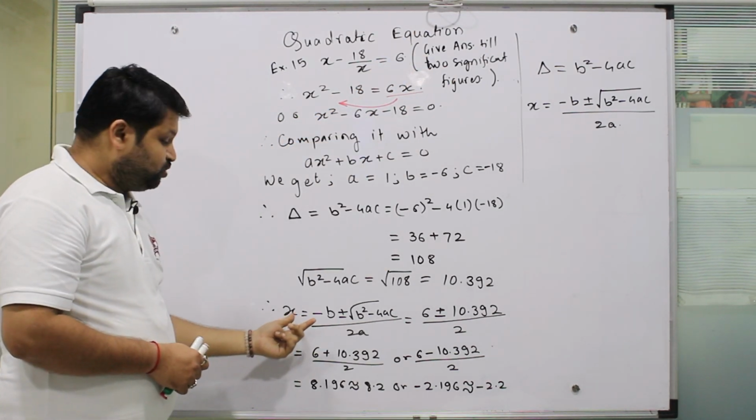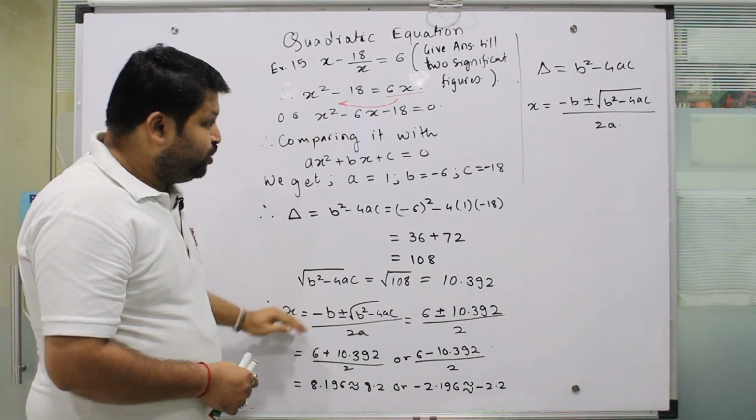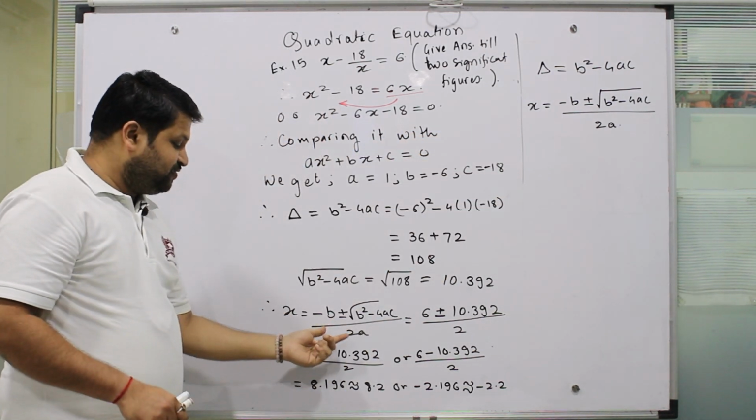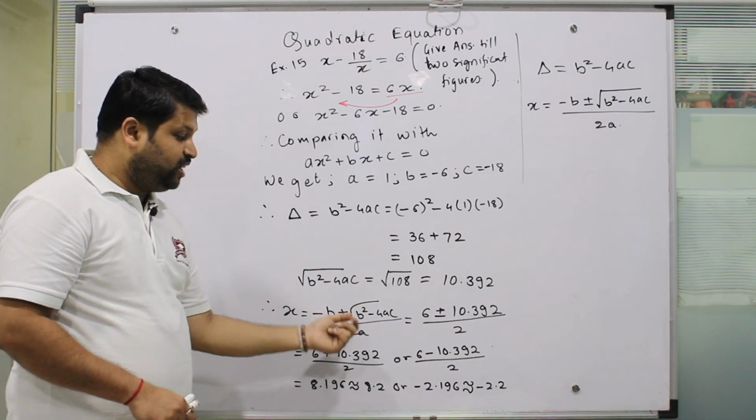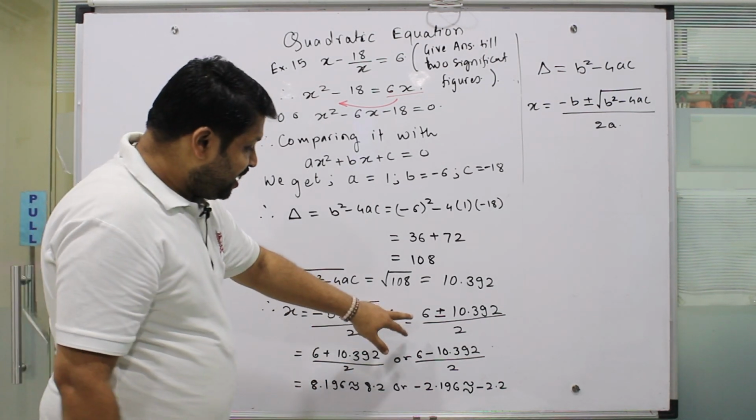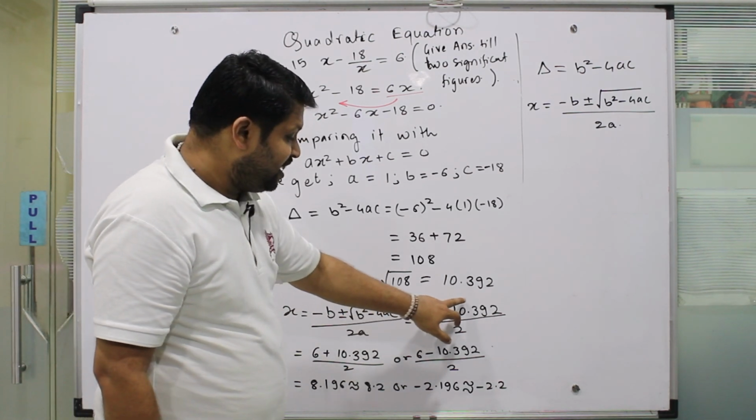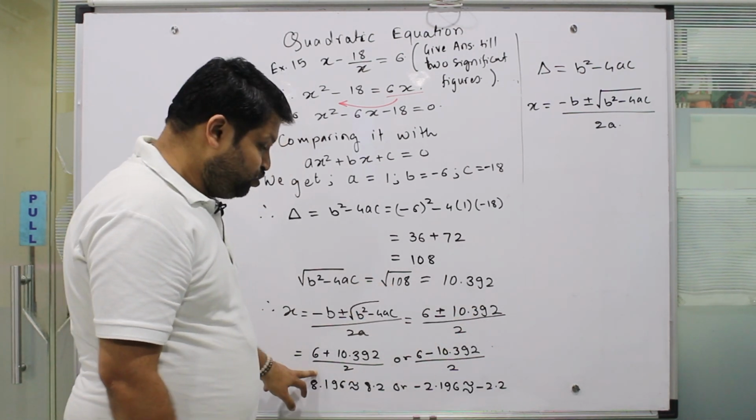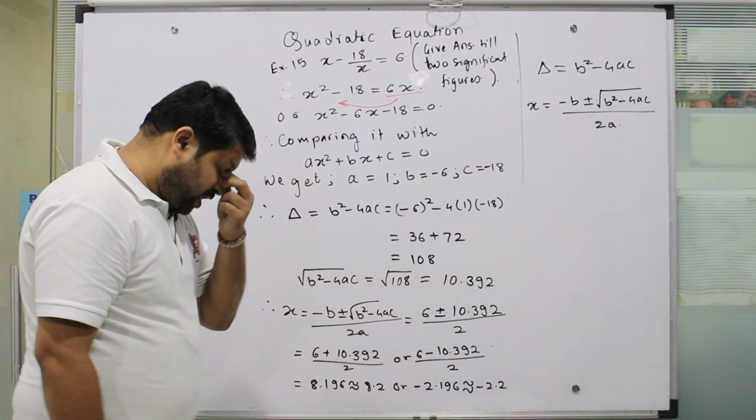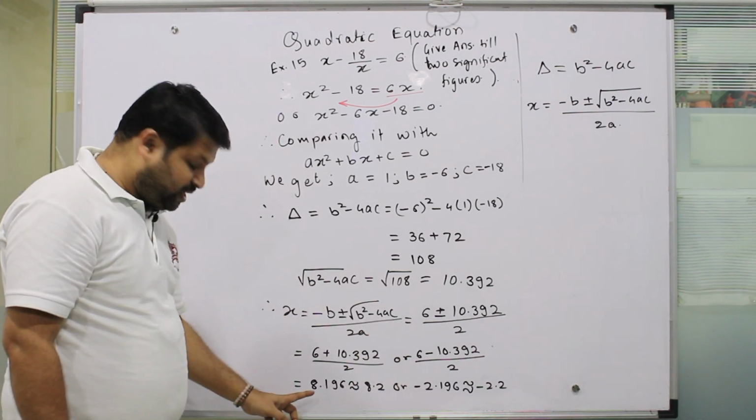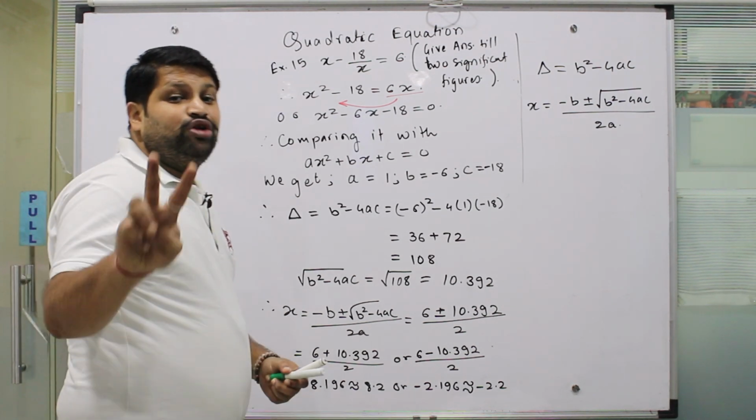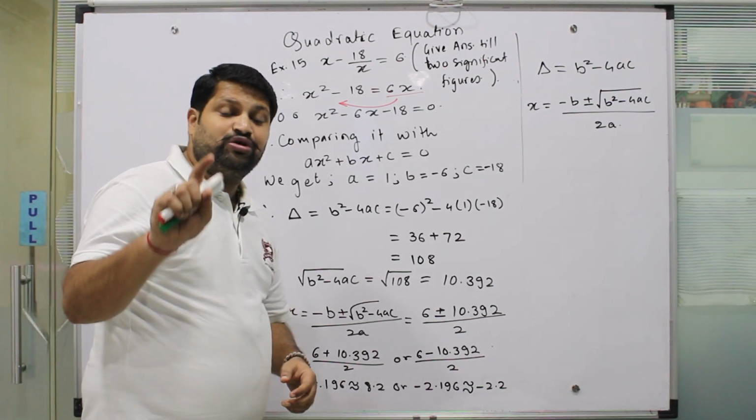So here we can have x is equal to minus b plus minus. So we use the quadratic formula that is written up here. That is minus b plus minus root of b square minus 4ac upon 2a. So we put in the values here, and then our answer can either be 6 plus 10.392 by 2 or 6 minus 10.392 upon 2, giving us, if I solve this first part, 8.196, but we need only 2 significant figures, so we are going to round it off.